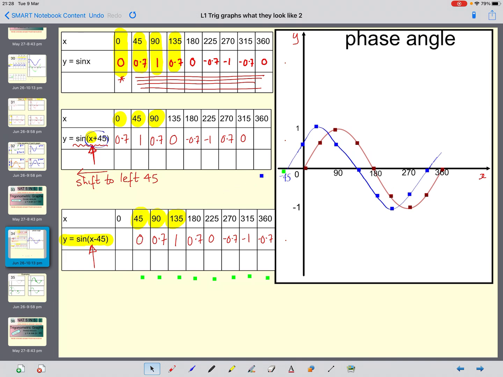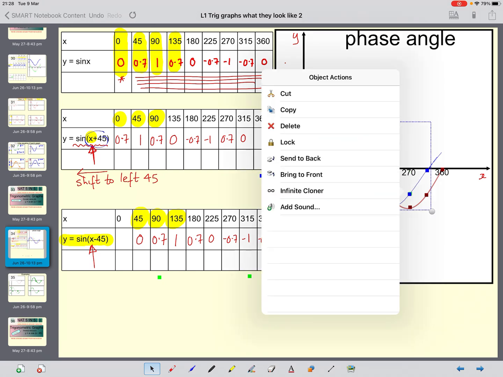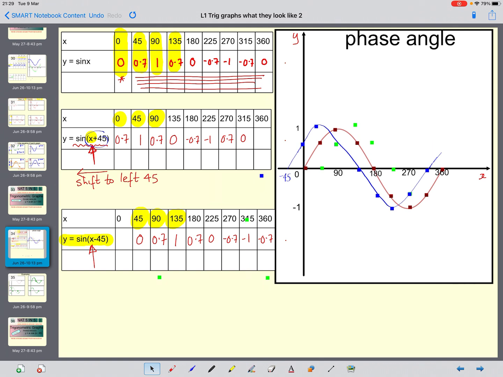And if I was to plot them, 45 along, 0 on here, 90, 0.7, 135, 1, 180, 0.7, 225, 0, 270, negative 0.7, 315, negative 1, and 360, negative 0.7. And again, if I was to plot this, this is what it would look like.